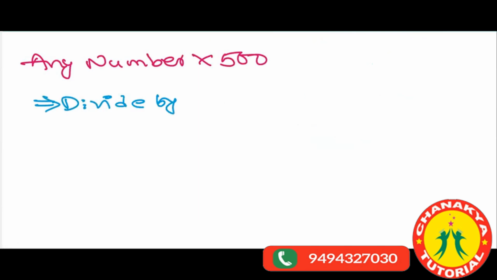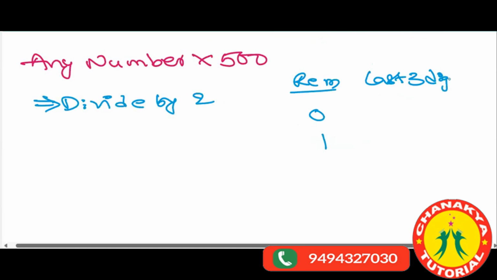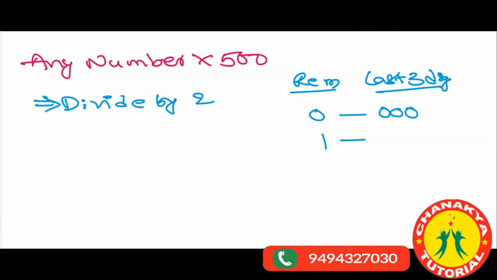Any number into 500. Divide by 2. What are the remainder possibilities? 0 or 1. How many digits? Last 3 digits. 0 is the remainder, 000. And 1 is the remainder.